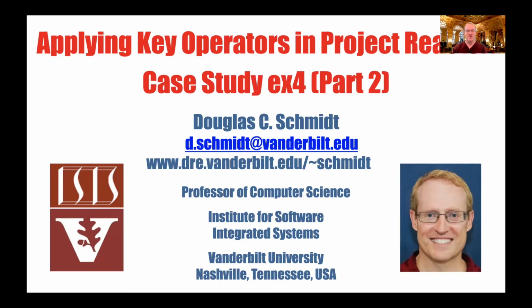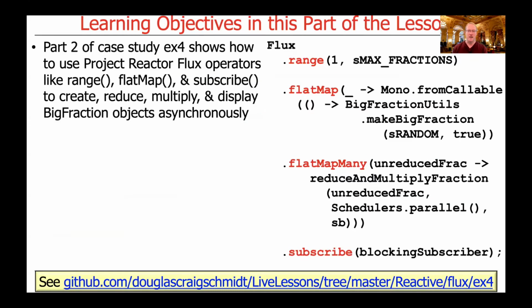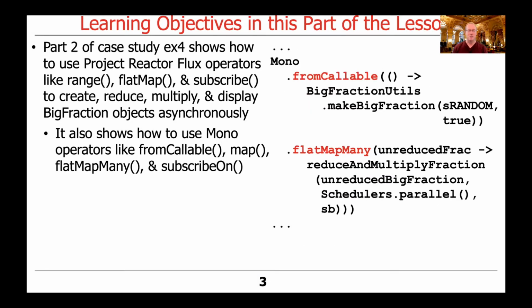Welcome to part 2 of case study ex4, where we apply other key operators in Project Reactor classes. This part of the case study will show how we apply various Project Reactor flux operators like range, flat map, and subscribe to create, reduce, multiply, and display big fraction objects asynchronously. It also shows how to use mono operators like from callable, map, flat map many, and subscribe on.